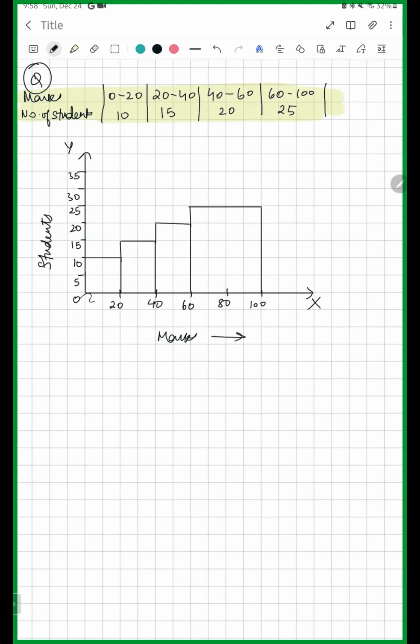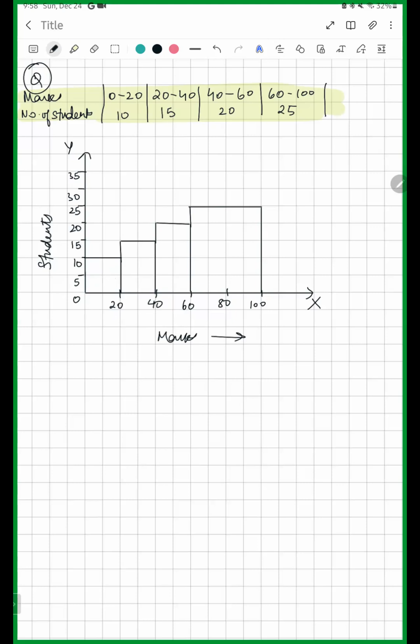Why? Because, see, 0 to 20, there's a difference of 20. Here, there's a difference of 20. In each of these markings, there's a difference of 20. So, that's not a problem. And it says over here in the marks that 0 to 20, the number of students is 10. So, that's what we have done. So, that's not an issue.